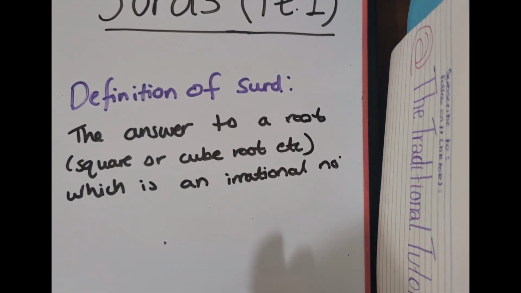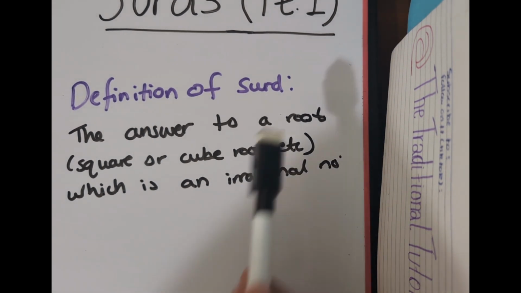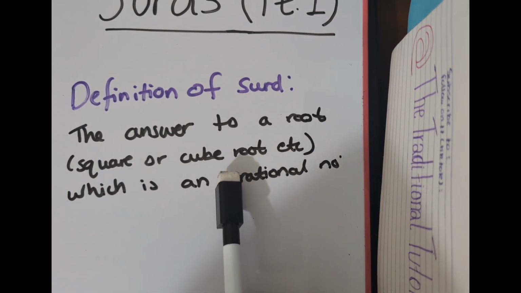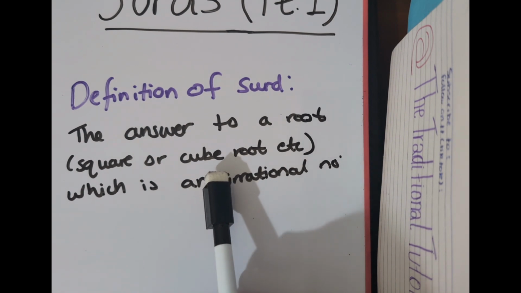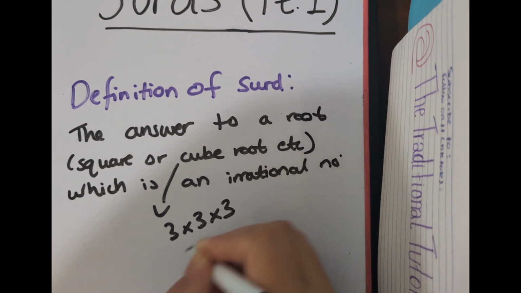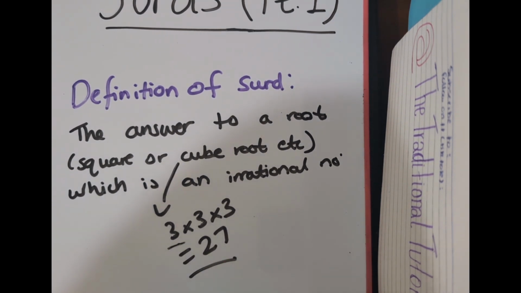Now I just want to go ahead and write down the proper definition so that you can copy it in your notes and always refer back to it. The definition of a surd is that it's the answer to a root. Now that root could be a square root or a cube root as well. By cube numbers, remember, we mean things like 3 cubed or 4 cubed, which is doing 3 times by itself 3 times. So the cube root is just, for example, 3 times by 3 times by 3, which gives us 27. So 27 is a cube number, and the cube root of 27 is 3.